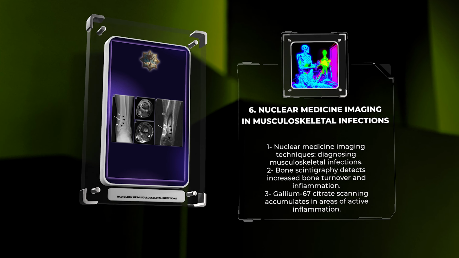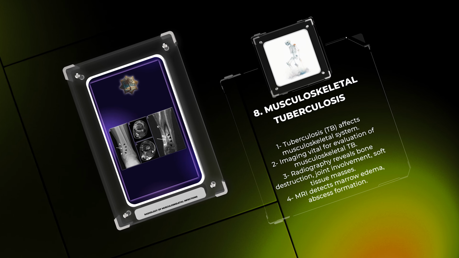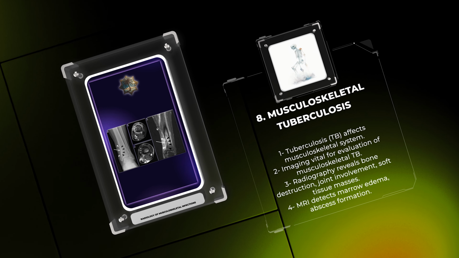Tuberculosis, TB, can affect the musculoskeletal system and pose diagnostic challenges. Imaging plays a vital role in the evaluation of musculoskeletal TB. Radiography may reveal bone destruction, joint involvement, and soft tissue masses. MRI helps in early detection of TB involvement, demonstrating marrow edema and enhancing any abscess formation. CT and nuclear medicine imaging techniques also contribute to the diagnosis of musculoskeletal TB.